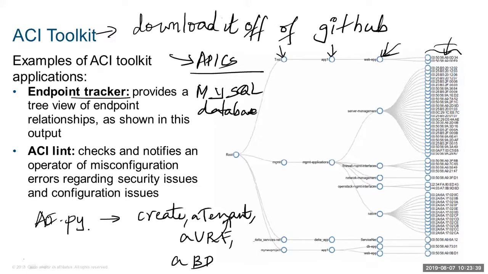Now, if I were to type a Python command to create a VRF but I don't specify the tenant name, when I lint this file with ACI lint, it will tell me that the VRF doesn't know which tenant it's to be associated with. It'll raise that error. So that's why it checks and notifies of any misconfiguration errors. It could be due to security issues, or it could be due to configuration issues.